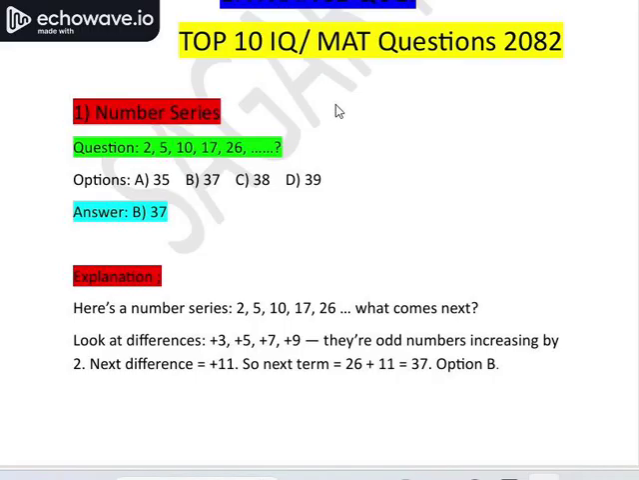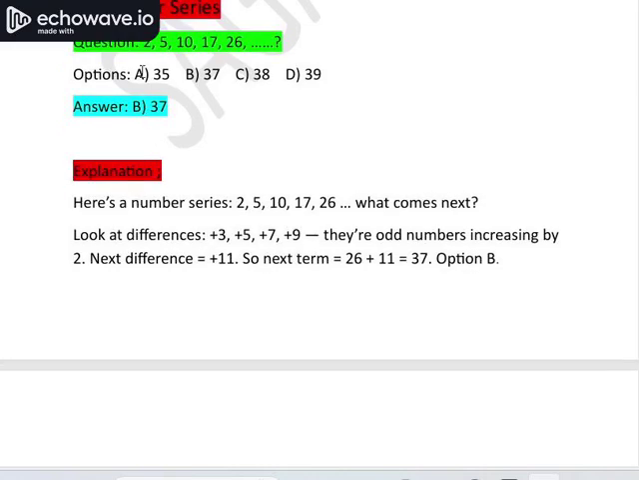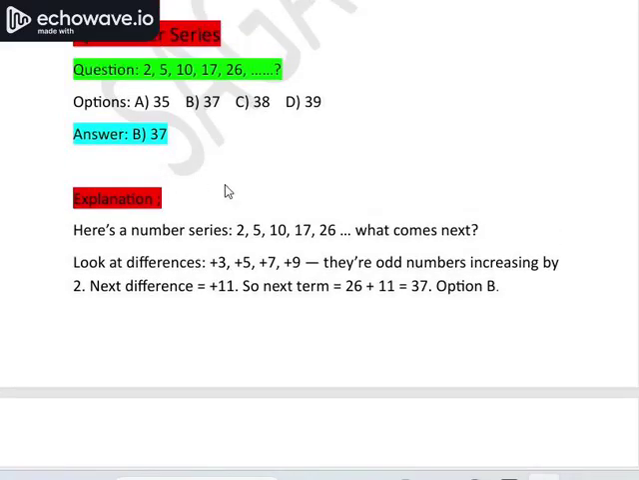Let's start with our first question, which is about number series. This is super common in entrance exams. The question is: complete the series 2, 5, 10, 17, 26, and so on. What comes next? The options are given below. Let's dive into the solution. Now here is the trick with number series.